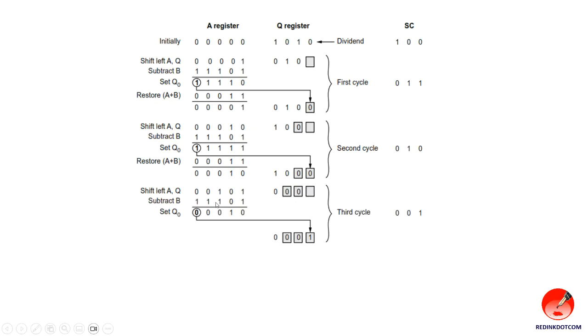Then I do the subtraction operation. That means adding the 2's complement value, I can get this value. I can check the sign bit of the A register. Now this value is 0, so I can set the value in Q naught as 1. Now I need not do the restore operation because I am getting the sign value 0.